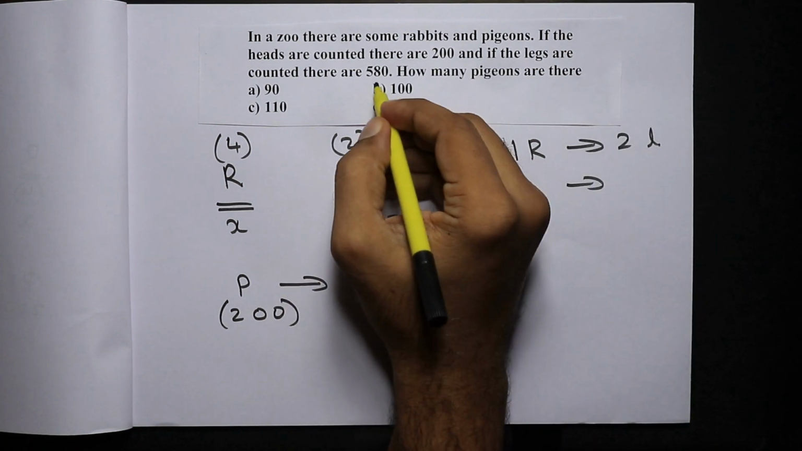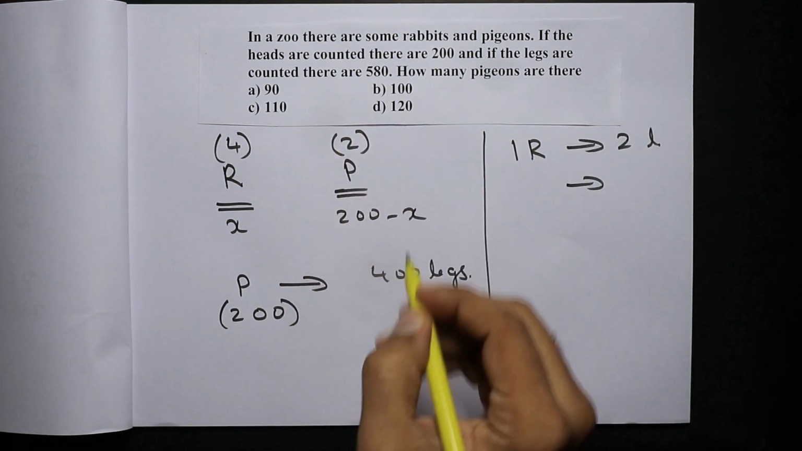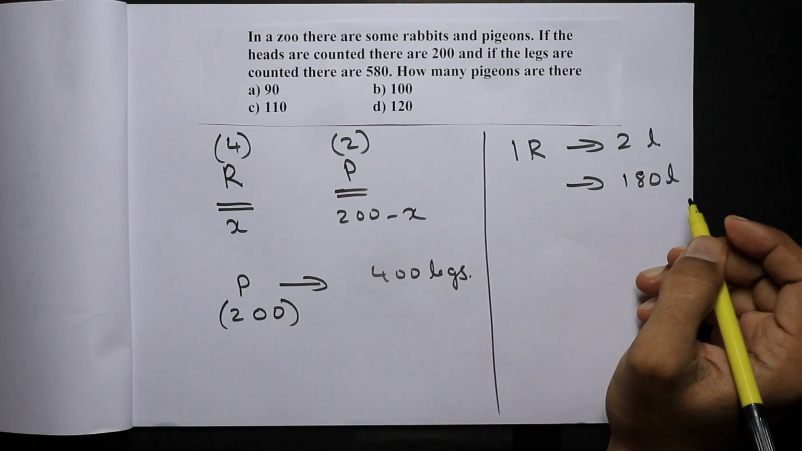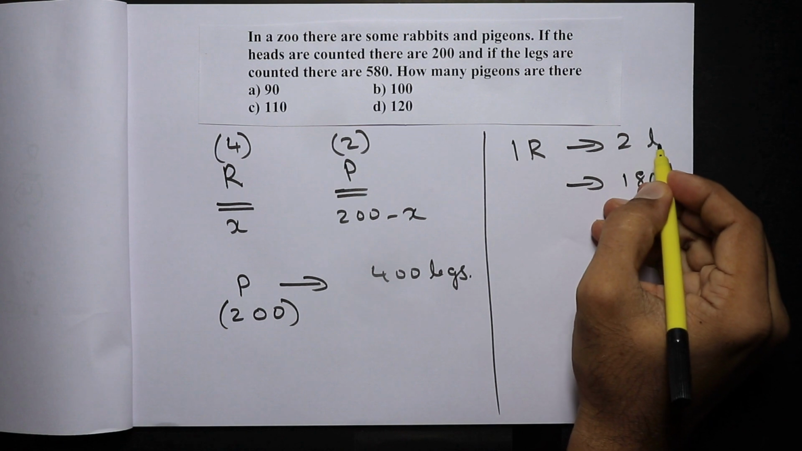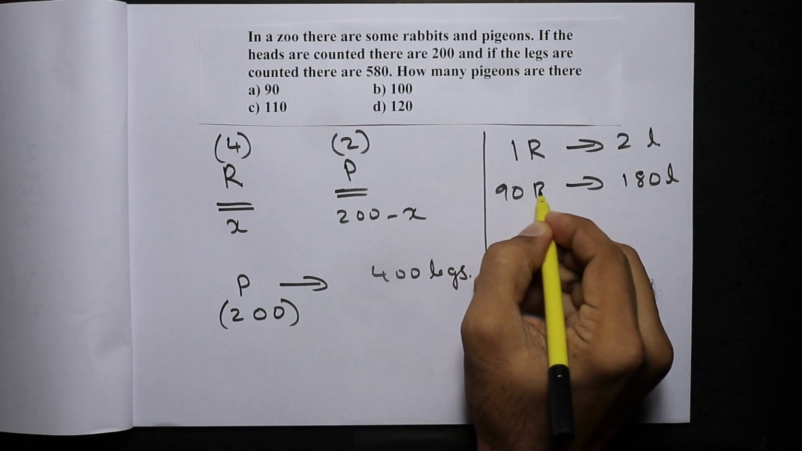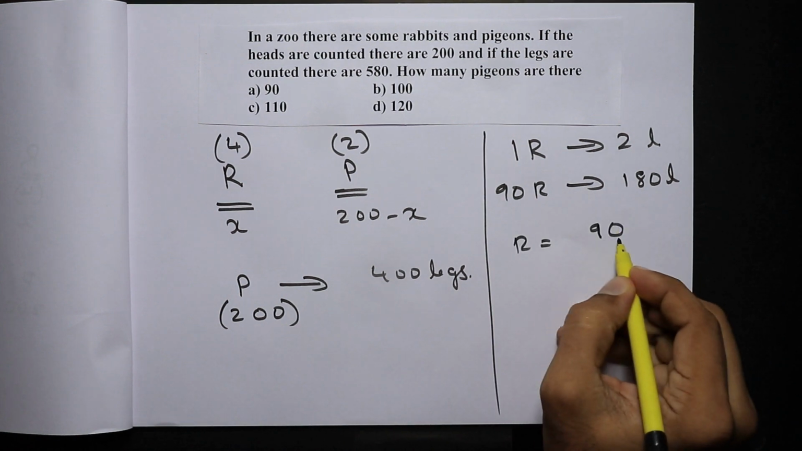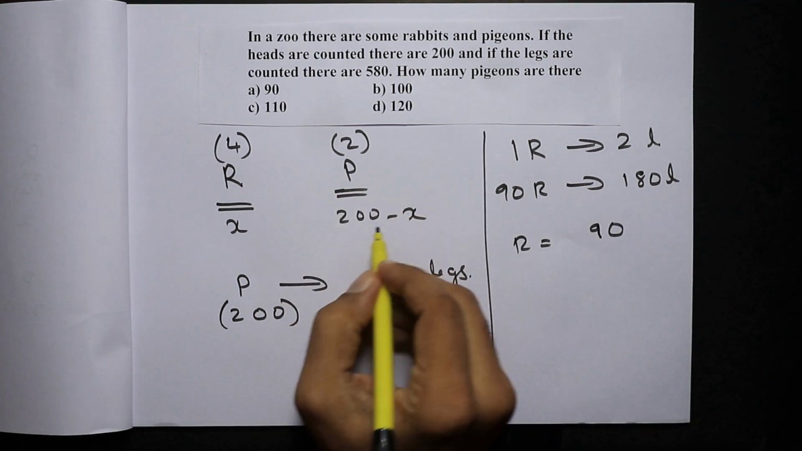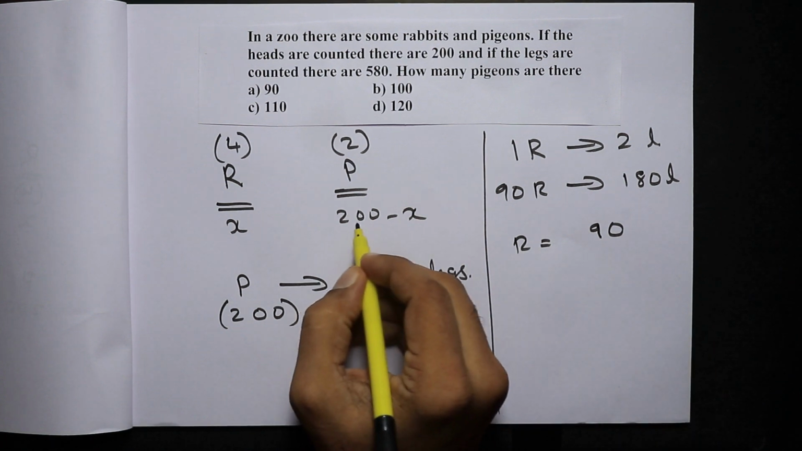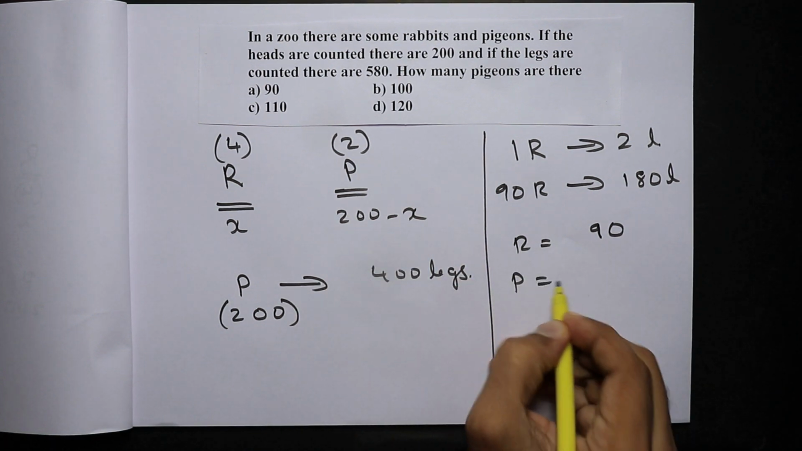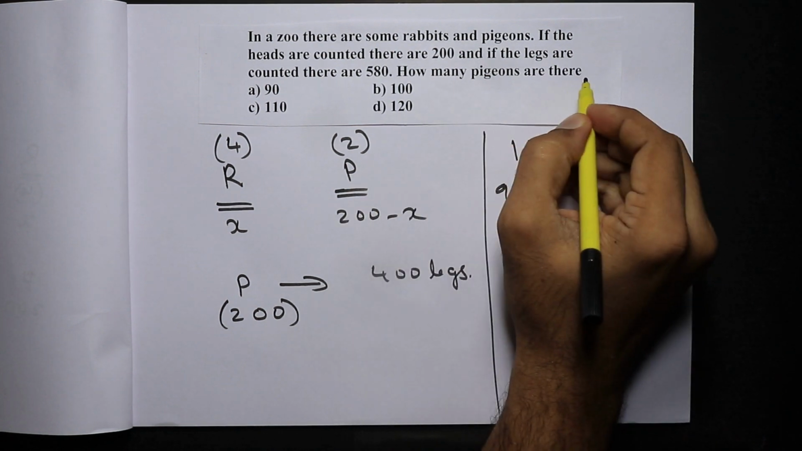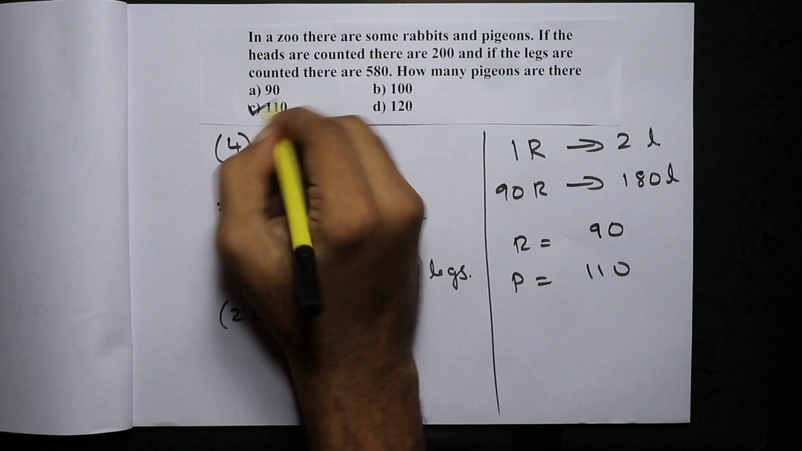Now here the number of legs are actually 580 minus 400, altogether 180 legs are there. For each rabbit 2 legs. So for 180 legs there should be 90 rabbits. Number of rabbits will be 90 and number of pigeons will be 200 minus x. X is 90. So 200 minus 90, pigeons is equal to 110. So how many pigeons are there? 110, option C.